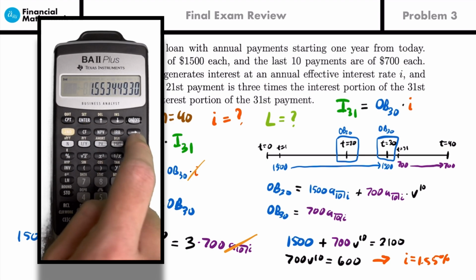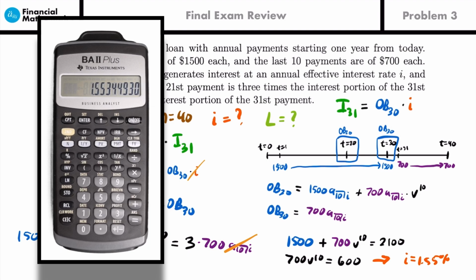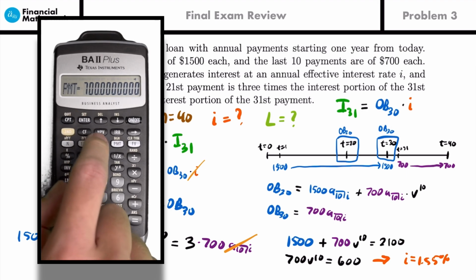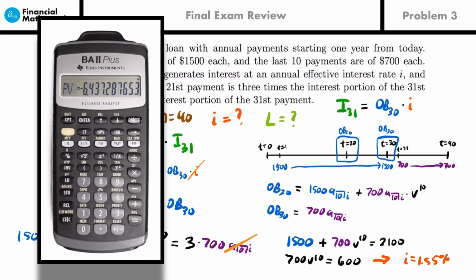I'm going to hit second future value. Then we have 1.55 as our interest rate, so we'll hit I/Y. We have 10 payments, and the payments are of $700. So we have 700 as the payment amount, and then you want to hit compute present value, and there it is. That is the outstanding balance at time 30. We used the calculator and found that it's $6,437 and about 29 cents. There are more decimals there.